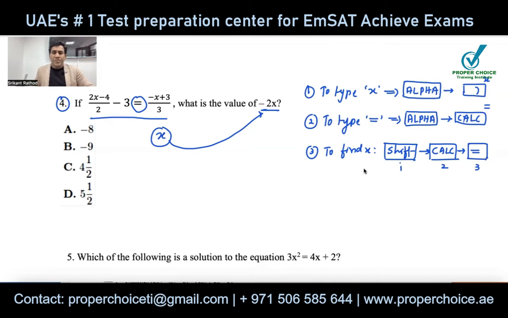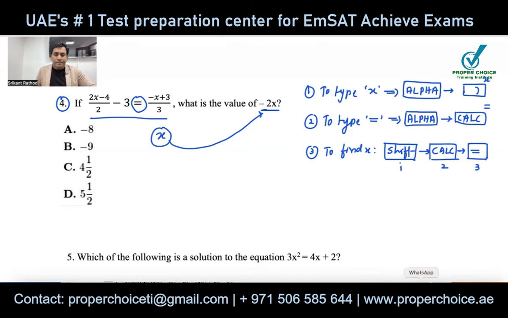Sometimes what happens is, when you just press shift and calc, the calculator shows you an answer, but that will be the previous one. Whatever you have done before, that answer will be shown to you, and it will not be your value. After pressing shift, calc, equal, the answer you get is the value of x. So you have to type that equation carefully and you'll get it.